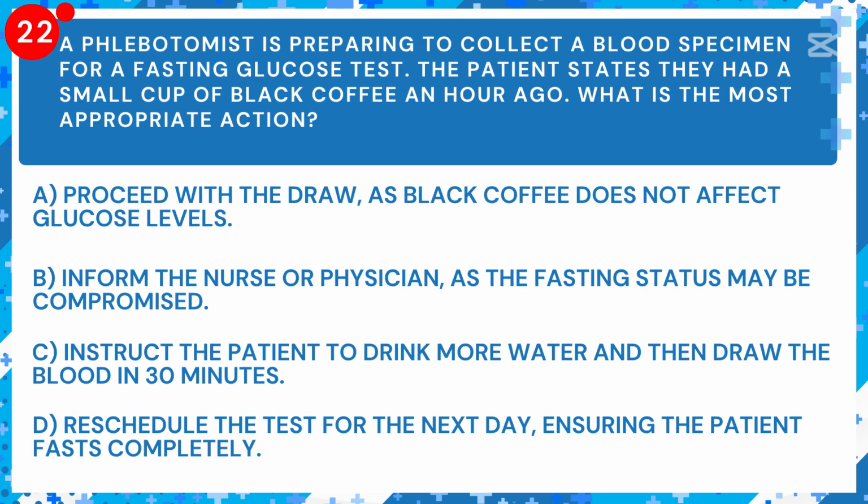Question 22. A phlebotomist is preparing to collect a blood specimen for a fasting glucose test. The patient states they had a small cup of black coffee an hour ago. What is the most appropriate action? A. Proceed with the draw, as black coffee does not affect glucose levels. B. Inform the nurse or physician, as the fasting status may be compromised. C. Instruct the patient to drink more water and then draw the blood in 30 minutes. D. Reschedule the test for the next day, ensuring the patient fasts completely.